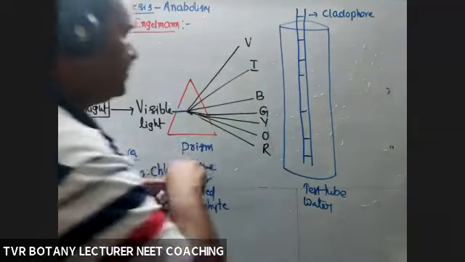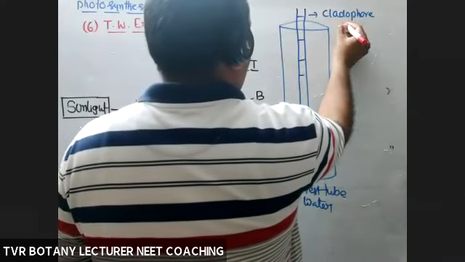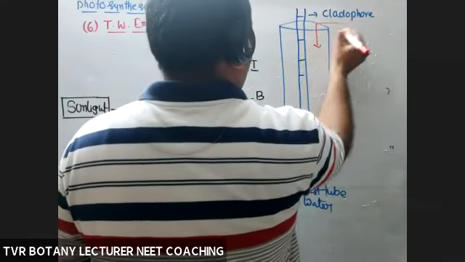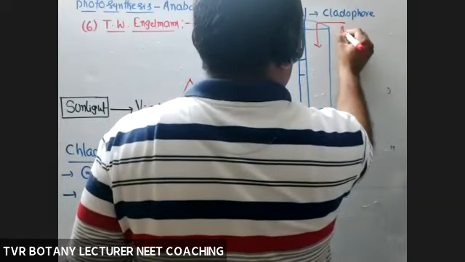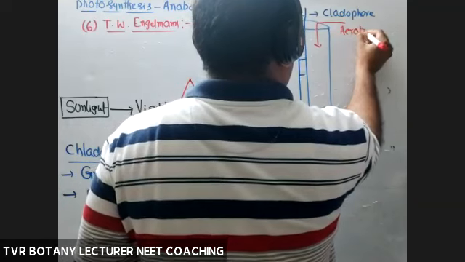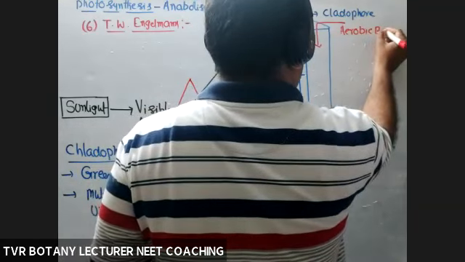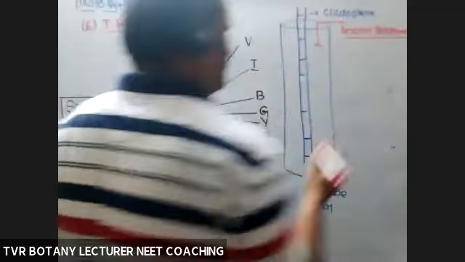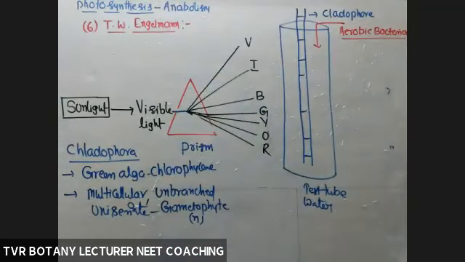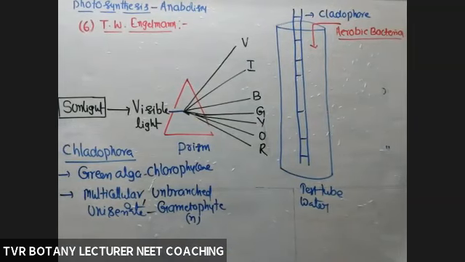Now, a very, very important thing. A suspension of aerobic bacteria, bacteria which are able to perform aerobic respiration. A suspension means a sample with aerobic bacteria, introduced into the test tube with water and Cladophora.